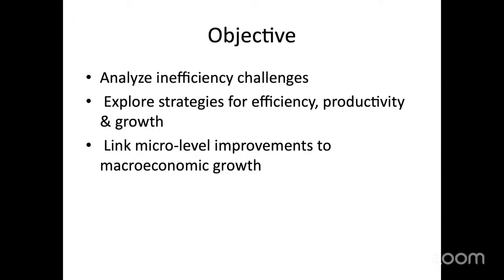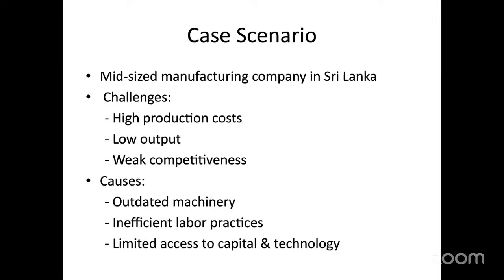And the third, to connect these improvements at the micro level to national level economic growth. Next slide. The case we are studying is a mid-sized manufacturing company in Sri Lanka. The firm faces high production cost, low output, and weak competitiveness. The causes include outdated machinery, inefficient labor practices, and limited access to both capital and modern technology. Next slide.